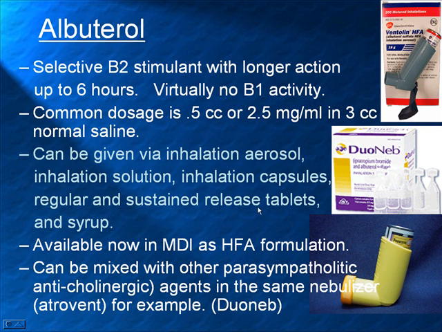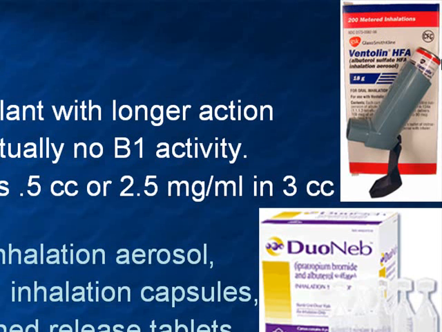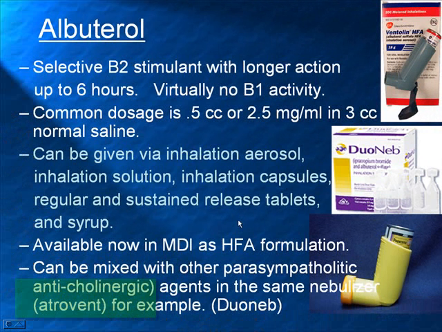Now down here on the right, this is the Pirbuterol HFA. This is the new MDI. And also on the top here, this is Ventolin HFA. The same drug, different packaging, different manufacturers. And in the middle here, this is Duoneb. One of the most common things you'll see is Albuterol is mixed with an anticholinergic drug, such as Atrovent, and combined, and you have what's called Duoneb. So you have Ventolin HFA, and you also have Duoneb.